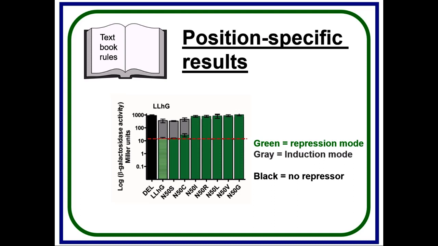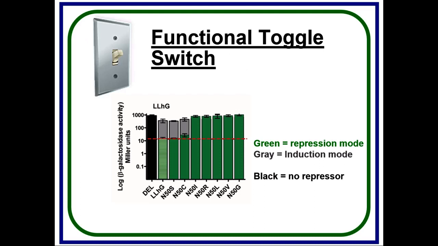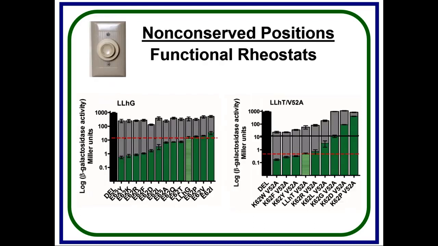And this is what the textbook rules would predict we would see for most positions. And we've started to think of this as a functional toggle switch. The protein's function is either on or it's off. However, we didn't see this very often.